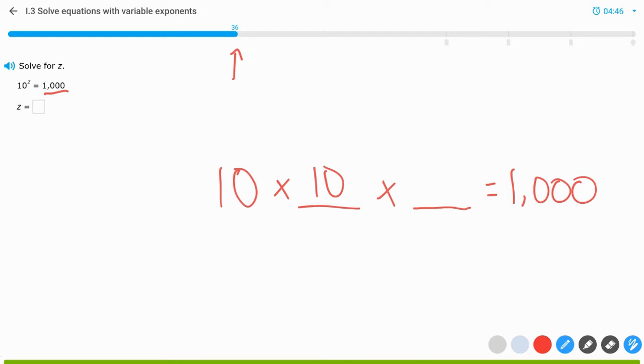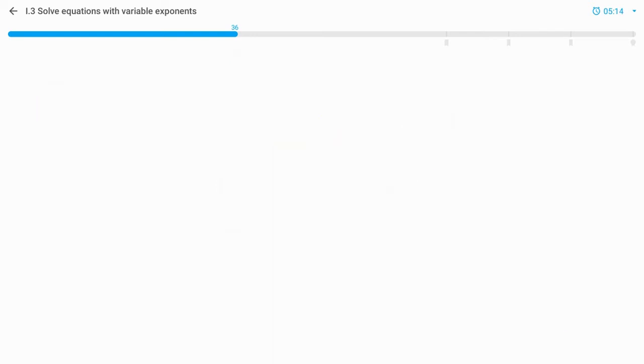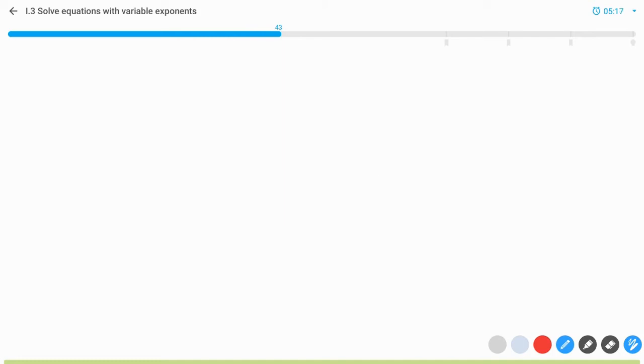I know that I at least need another 10, but that only gets me to 100. I know I'm going to need at least another 10, so 100 times 10, that gives me 1,000. My exponent must be 3, because I've multiplied 10 1, 2, 3 times. I'm going to quietly answer just a few of these here.